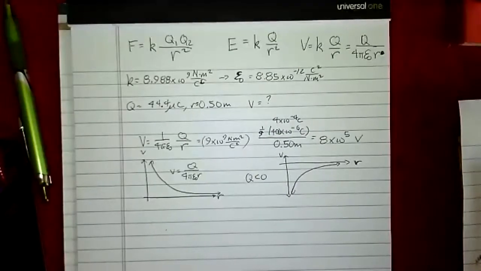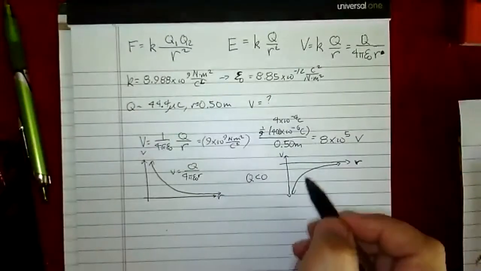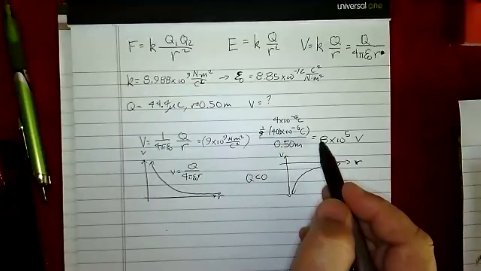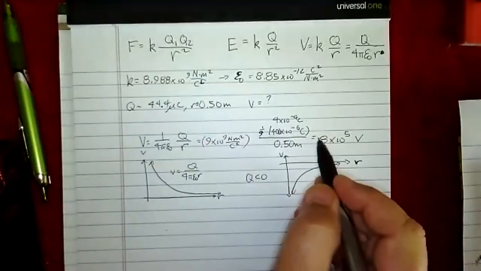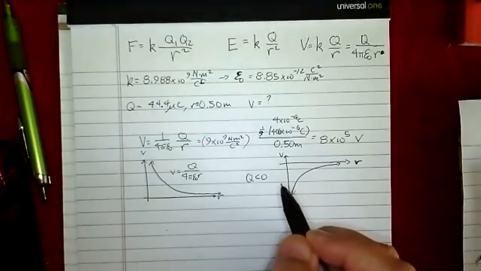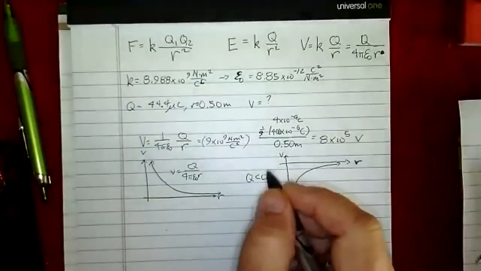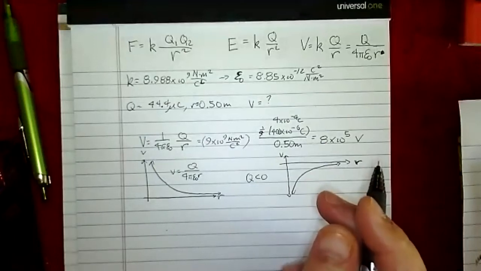So that's how we got basically a positive charge. If I wanted to actually calculate this for a negative charge, really the only difference would have been a negative sign here. So if Q was negative 44.4, then the answer would have come out to negative 8 times 10 to the 5th. And technically I should call that 8.0, but anyways, it's just close enough. Okay. No questions on that, hopefully.